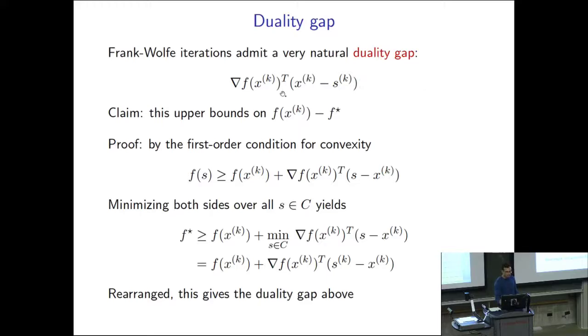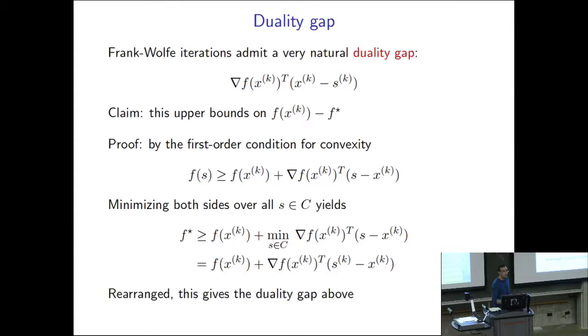And this is the quantity right here. So if you take the gradient of your function at iteration k, transpose xk minus sk, okay, this is the point you were at the kth iteration. This is the point you're going to move to at the k plus first iteration. But you'll move a convex combination of the way between x and s here. Then this is an upper bound on how far you are from optimality.